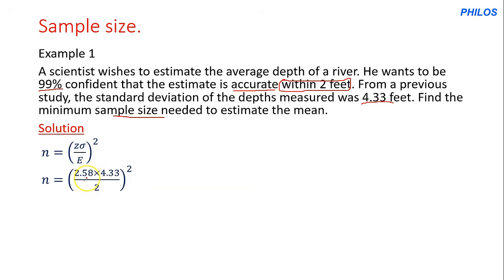So take your calculator and check 2.58 times 4.33 divided by 2. You get 5.5857, then square. So when you check 5.5857 squared, you get 31.2. Now this is not the final answer, so whenever you get n in decimal, make sure you round the answer up. So you round the answer up to 32. In this topic, it is a must for you to round it up. So that will be 32. So the minimum sample size needed to estimate the mean is 32. So that's the answer to this.